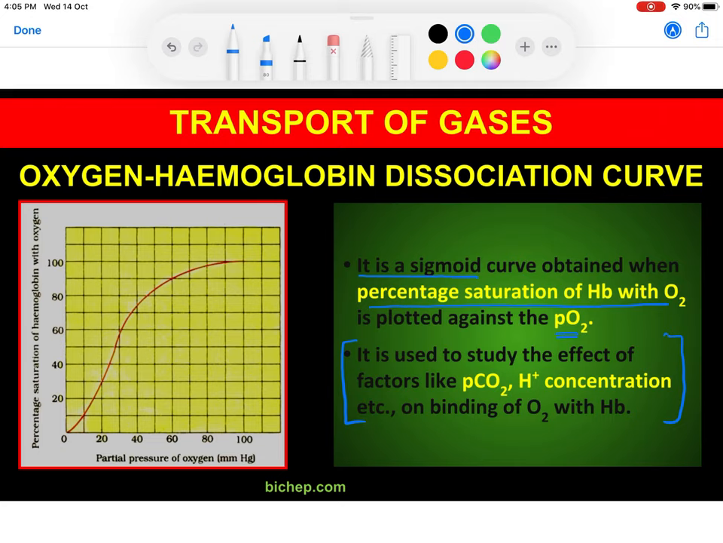Ready? And that is why the important factors affecting the rate of oxygen and hemoglobin binding, which we saw a few minutes ago: number one, PO2; number two, PCO2; number three, H+ concentration. These are the main factors associated with this dissociation curve. So partial pressure of oxygen, partial pressure of carbon dioxide, proton concentration and temperature are the four main factors affecting this graph. Fine, that's what is given in the textbook. Please take the screenshot.